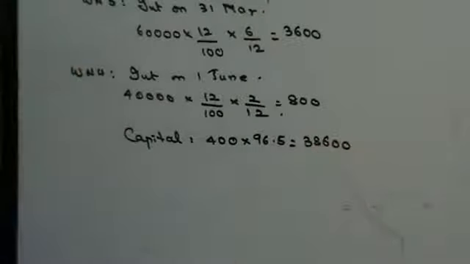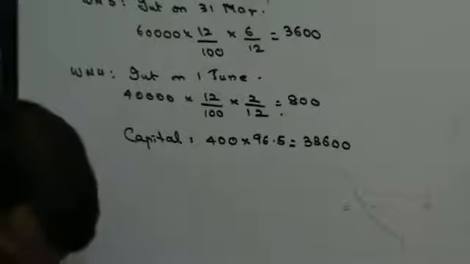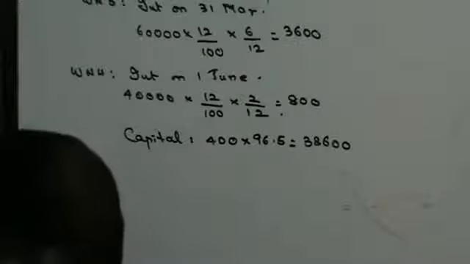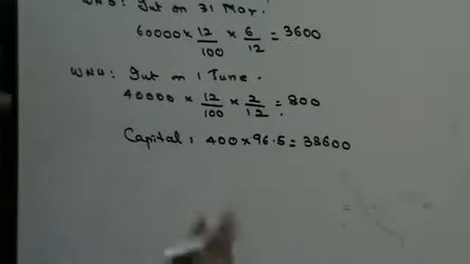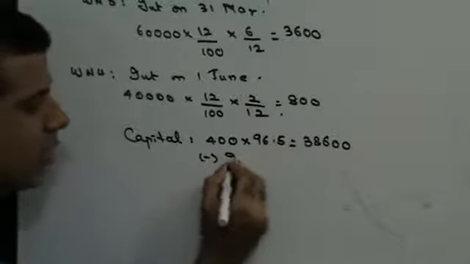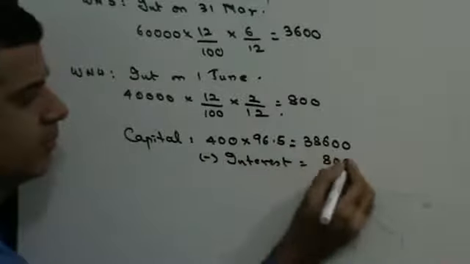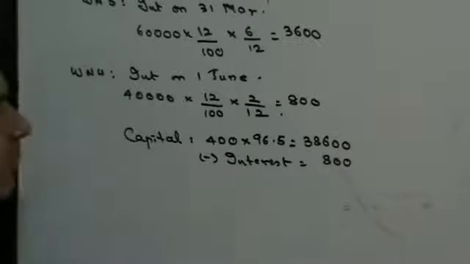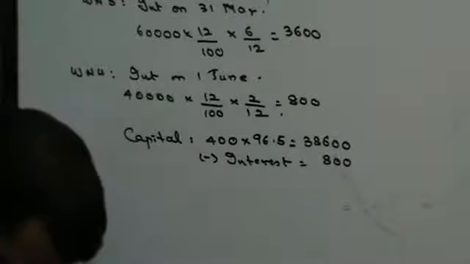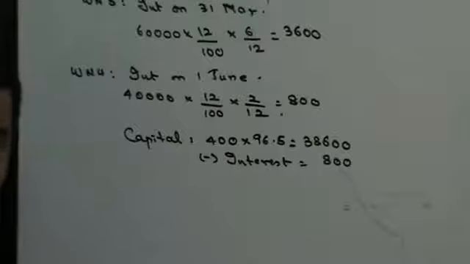38,600. Since I have purchased them at 96.5, cum interest, he purchased securities cum interest. So you will have to deduct the interest. Interest amount is 800, so 37,800. Okay. Besides that, he has also paid a brokerage of 200 rupees.